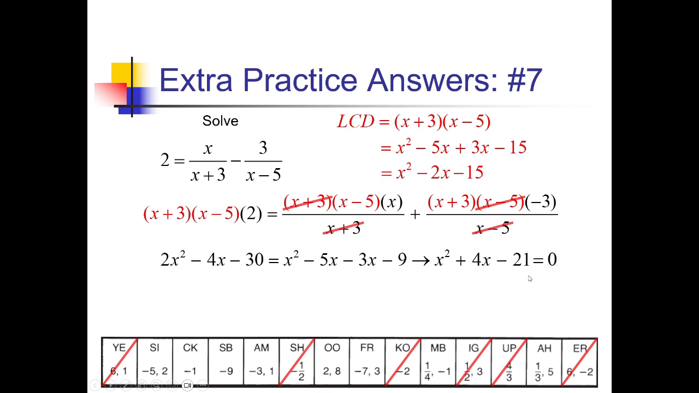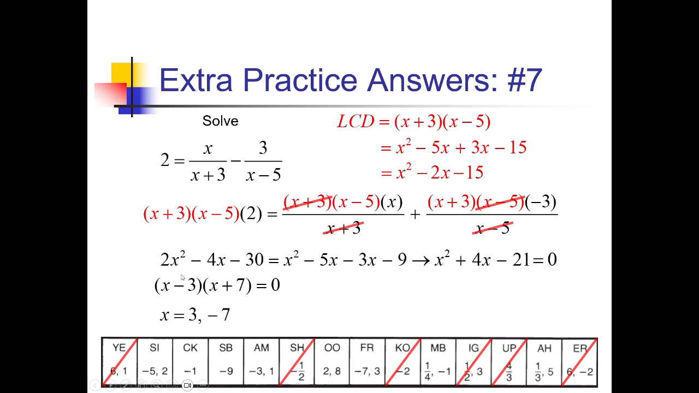This definitely looks factorable. Factors of -21 that add up to 4. 1 and 21 doesn't work. 3 and 7 does. -3 and +7. So I'll write x plus 3, x, or actually -3 and +7. So x minus 3 and x plus 7. Yep. Setting each of those equal to 0 and solving, we have 3 and -7.